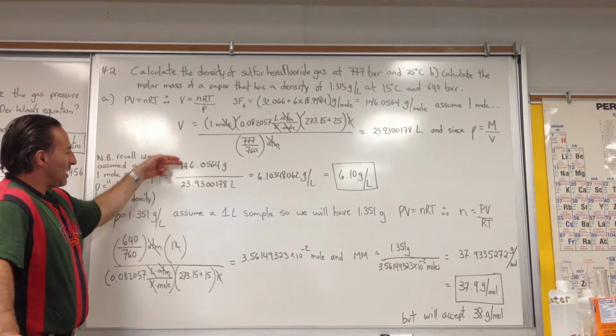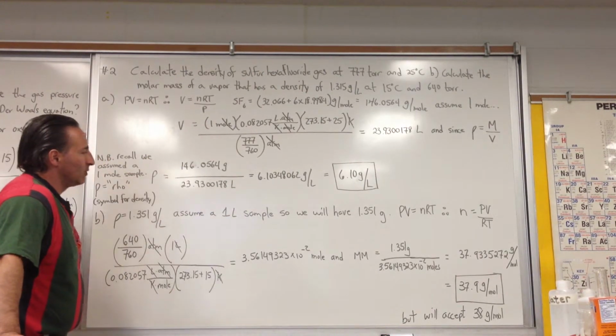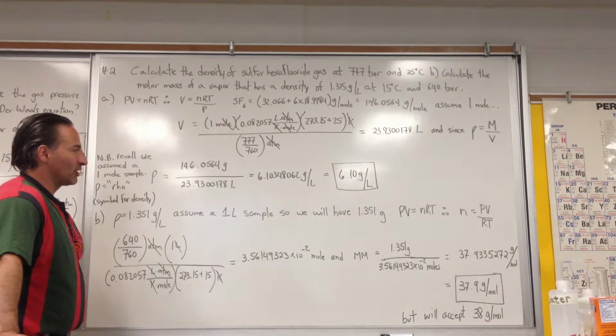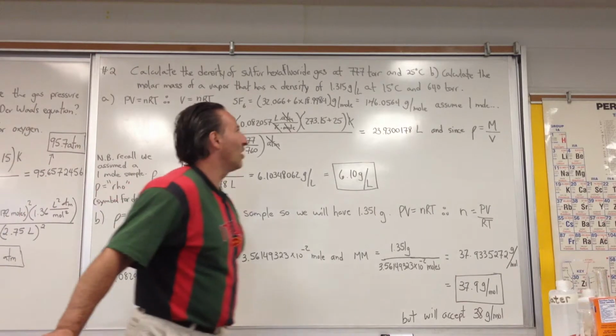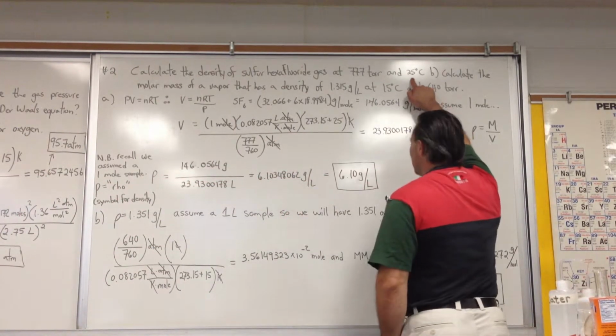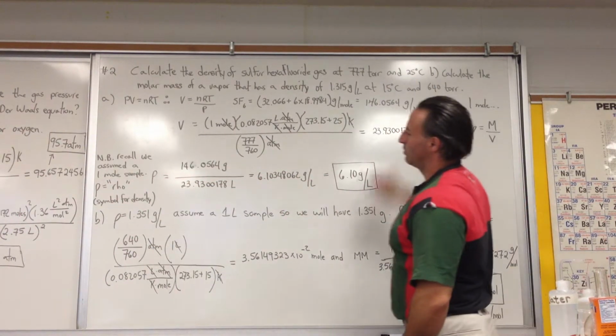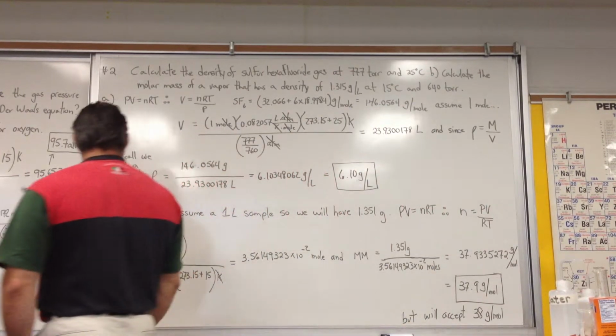So the density is equal to mass over volume, and we get a density of 6.1 grams per liter if we only allow ourselves 3 significant figures. And again, we could perhaps argue that this is only 2 significant figures, so if you wrote an answer of 6.1, I won't mark it wrong.